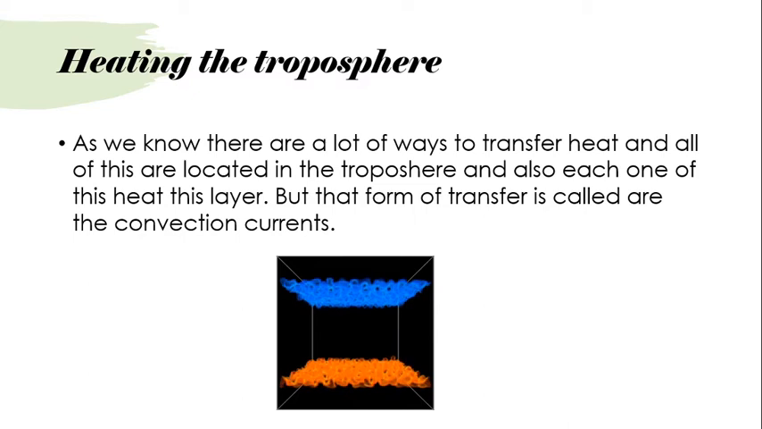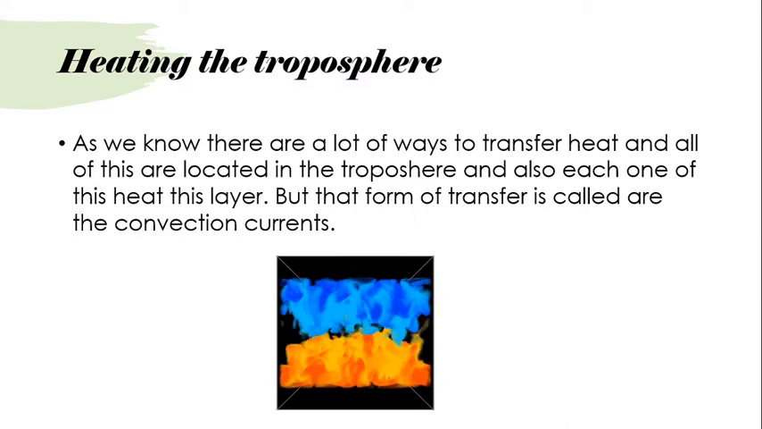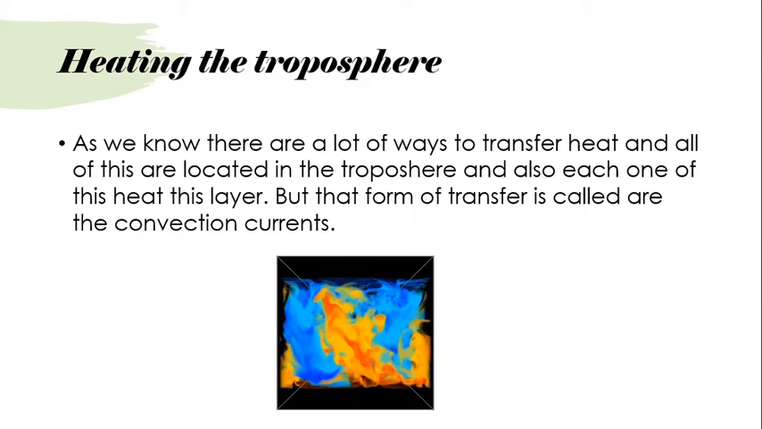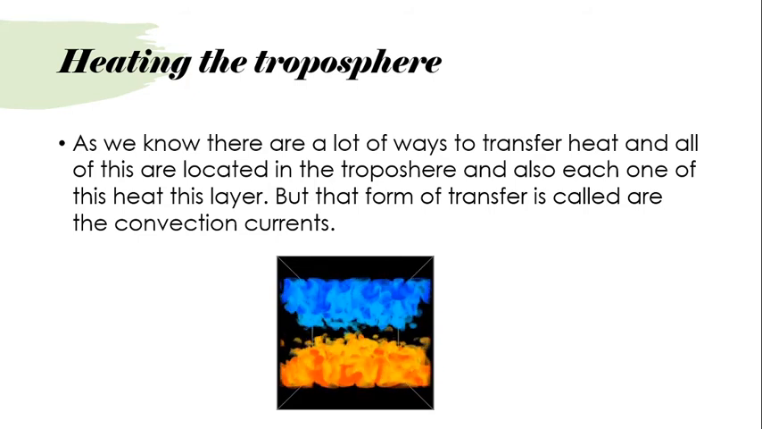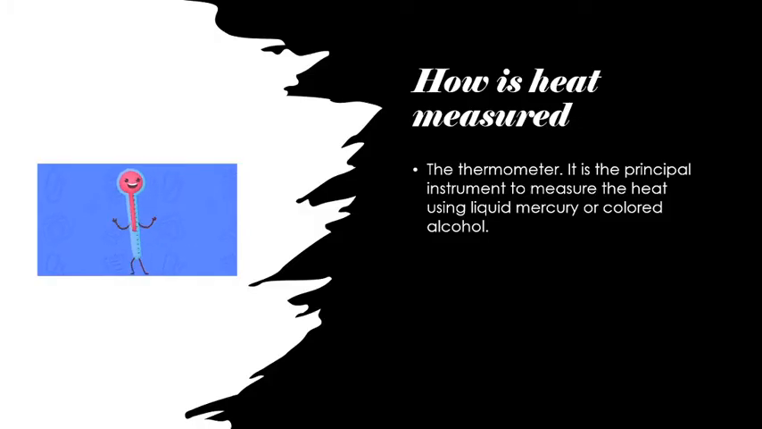Also, I didn't put here in the presentation, but in the measure of the thermometer, we can see some numbers that are in the black lines here in the thermometer. The black lines have two sides, the right side and the left side. Each one of them has a different type of measure, which are Fahrenheit and Celsius.